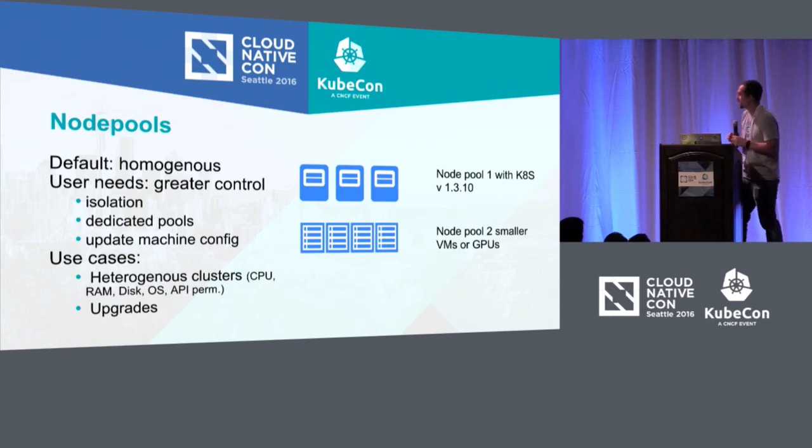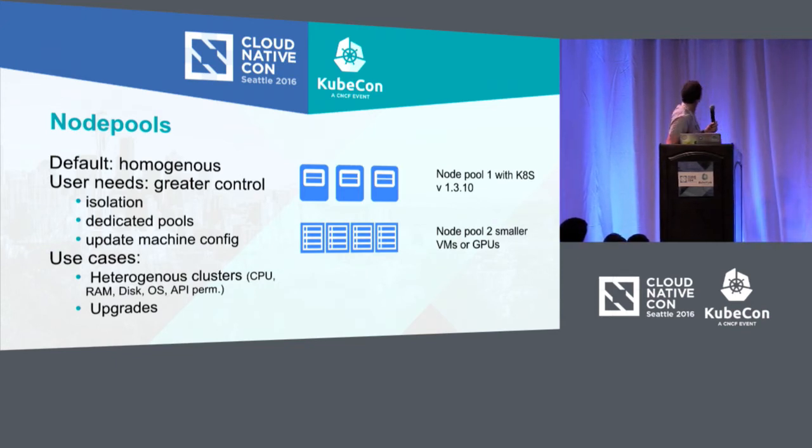Here's a couple of examples of how node pools work. You've got one node pool with one version of Kubernetes, and then another node pool with different size VMs. I went through all of that already.